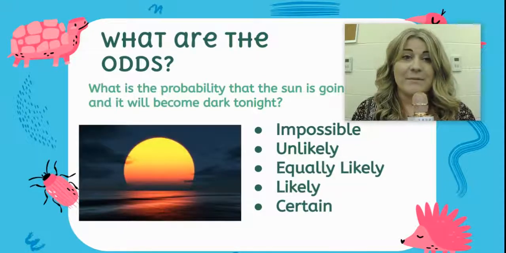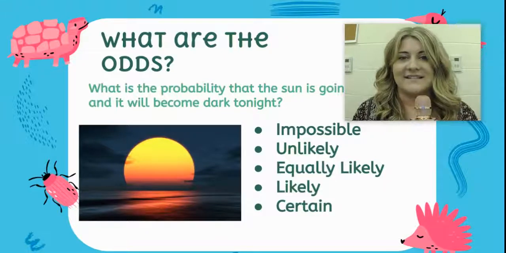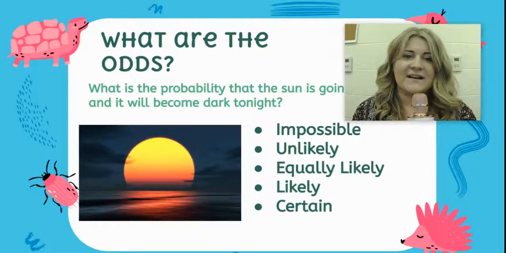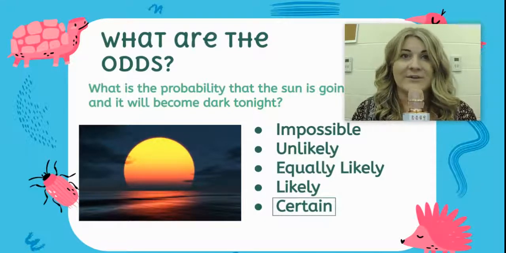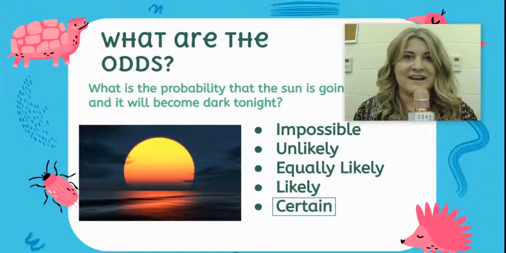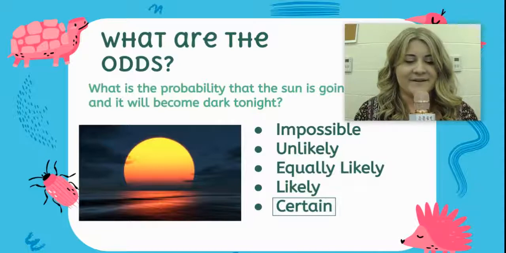All right, what is the probability that the sun is going to set tonight and it will become dark outside? Is it impossible, unlikely, equally likely, likely, or certain? If you said certain, you are correct. The sun is going to set tonight and it's going to become night. That is a certain fact that is going to happen, okay?